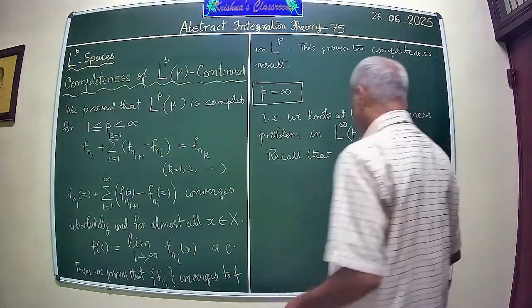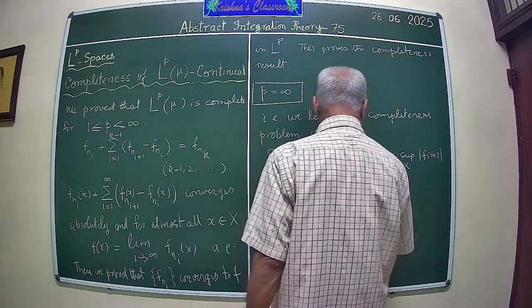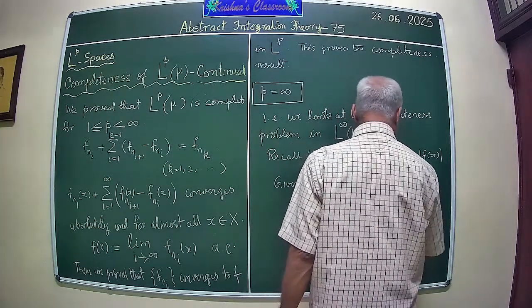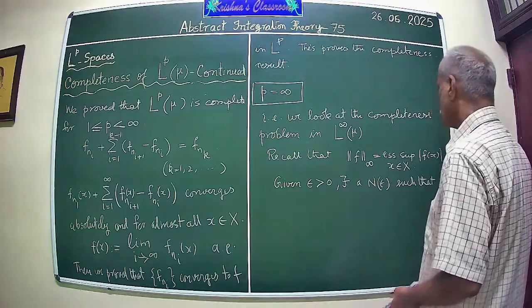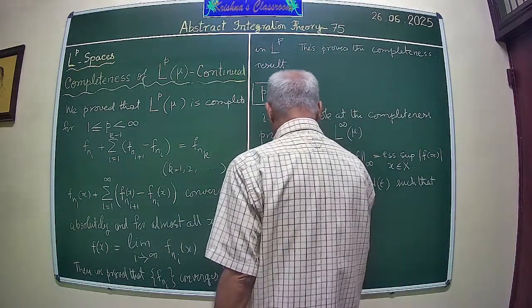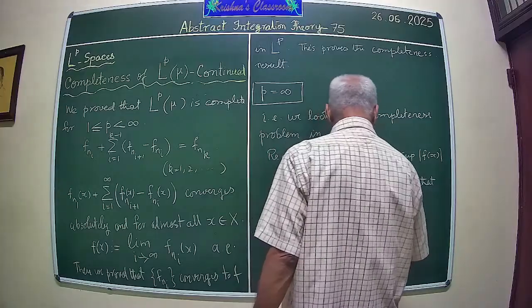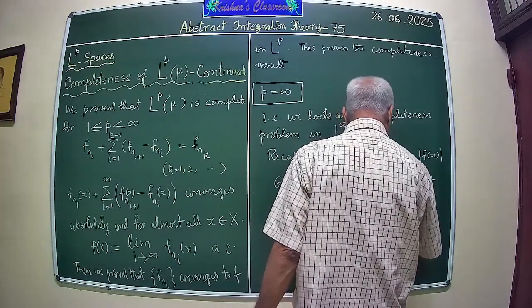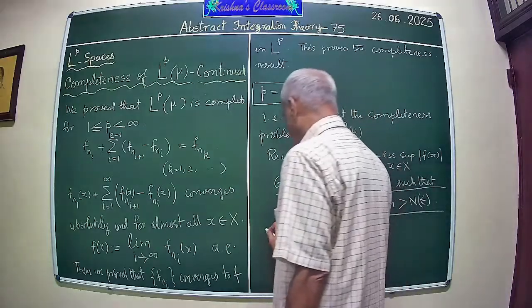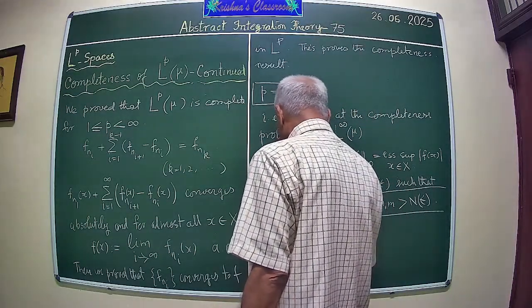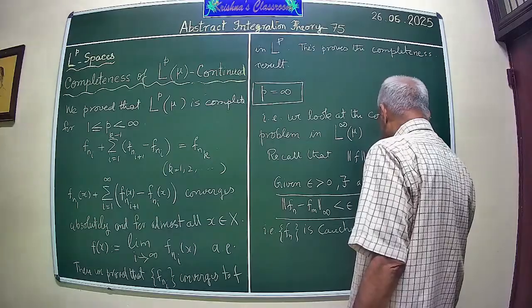So what is given is, given epsilon, there is an n depending on epsilon such that this is what we mean by Fn is a Cauchy sequence in L infinity.